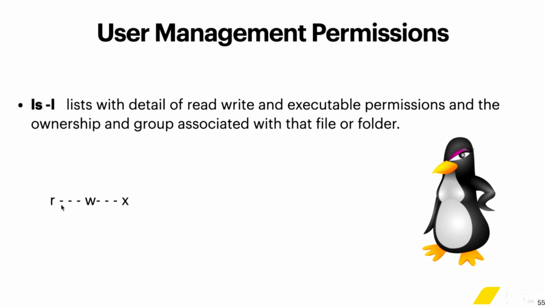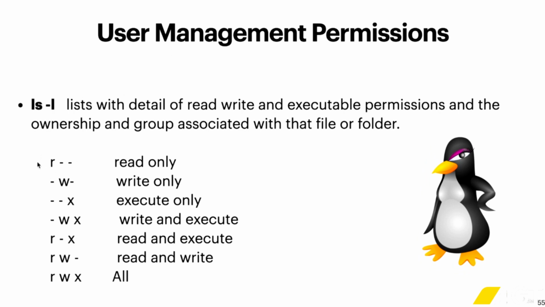If the user has only read permission, it will be written as R dash dash. If the user has write only permission, it will be written as dash W dash. If the user only has executable permission, it will be written as dash dash X. That means the first place is for the read permission, the second place is for the write permission, and the third place is for the execute permission. So as I was telling you, only R means read only, W means write only, X means execute only.